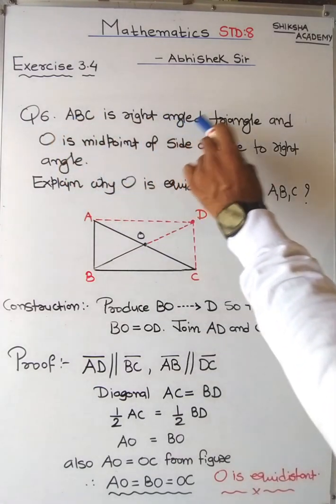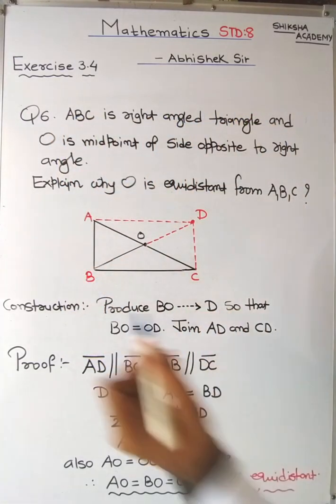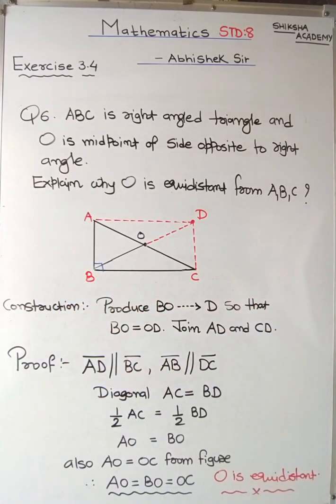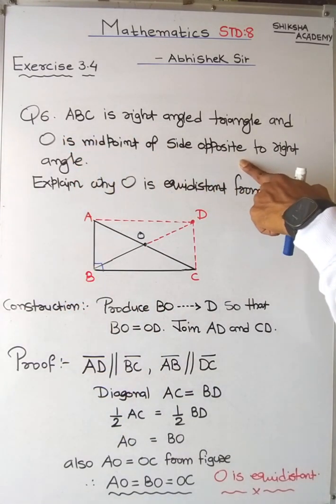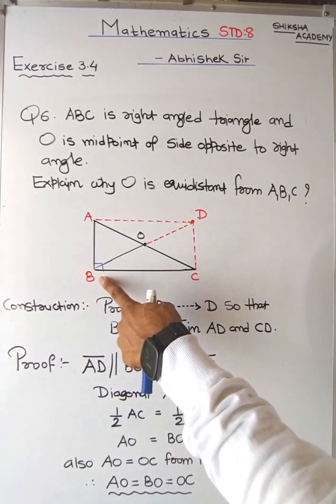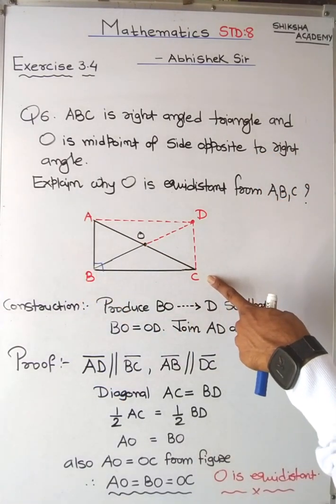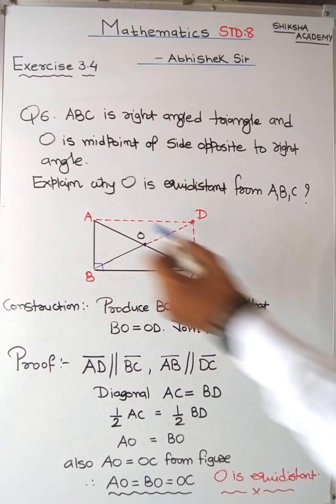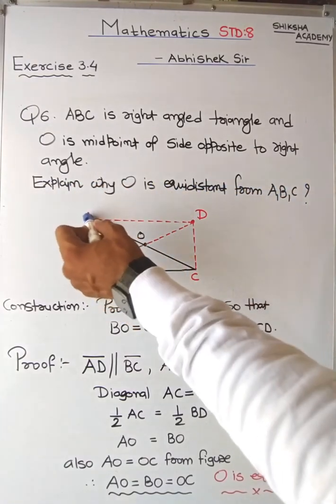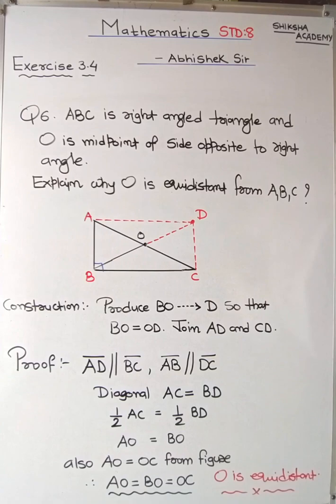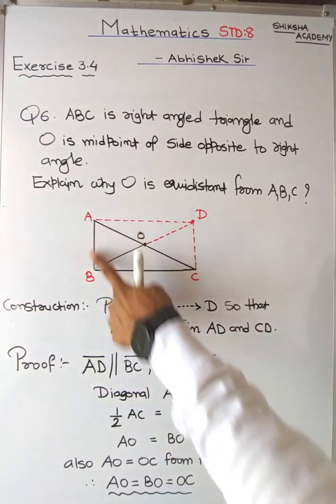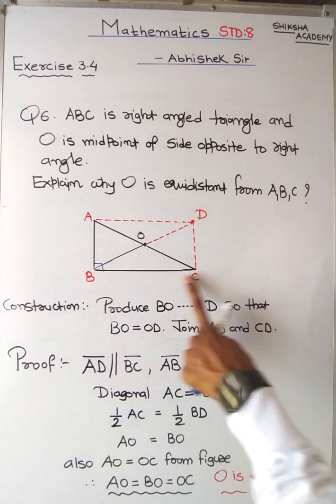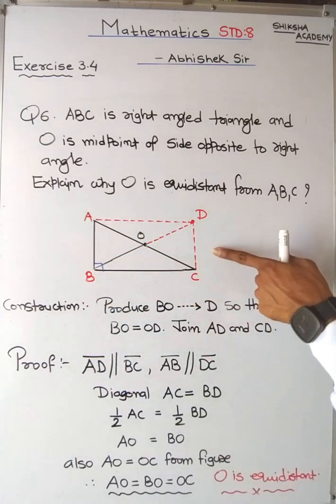Here ABC is a right angle triangle given. So ABC, this is a right angle, where O is the midpoint of the side opposite to right angle. So side opposite to right angle is AC, and AC's midpoint is O. Clear? Now we have to explain why O is equidistant from A as well as B as well as C. Clear? And for hint, they have given the dotted lines. So what we did, from a right angle triangle we completed a rectangle. Clear? So rectangle is the key.